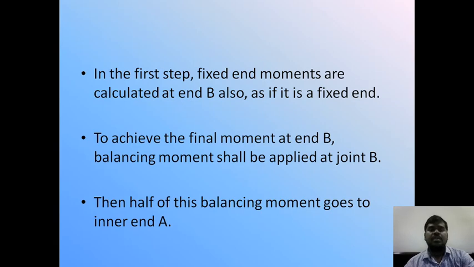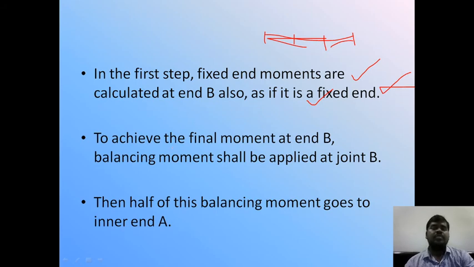So for that, in the first step, fixed end moments are calculated at end B also, as if it is a fixed end. This is a regular thing we do, considering that as also a fixed end. For a continuous beam like A, B, C, we will consider this also a fixed end. Suppose this is a continuous simply supported beam, and we consider AB as fixed, BC as fixed, and CD also fixed.